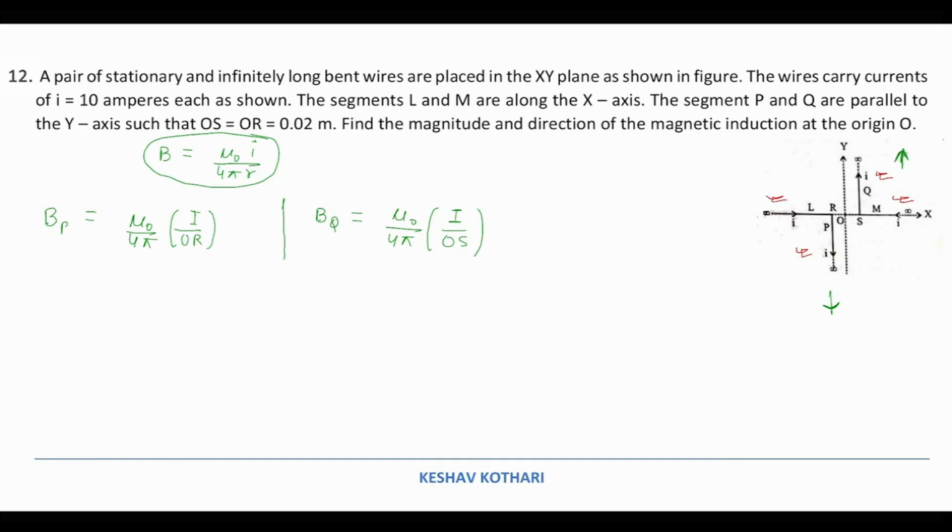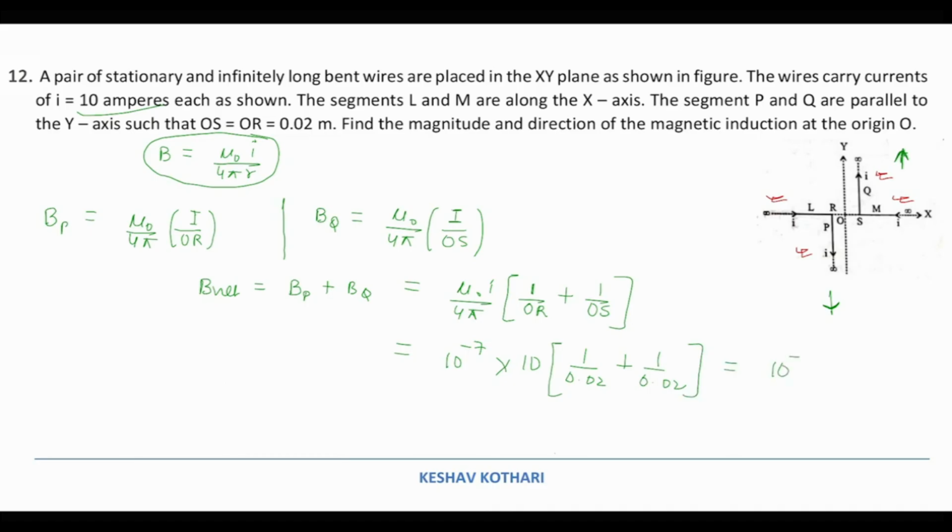So hence we can say that the net magnetic field will be the sum of these two, that is magnetic field due to P and magnetic field due to Q can be added together, and we can write it as mu naught I upon 4 pi into 1 by OR plus 1 by OS. And if we put the values, we obtain it as 10 to the power minus 7 into the current, and then we are left with 1 upon 0.02 plus 1 upon 0.02. So we will obtain a value of 10 to the power minus 4 Tesla.